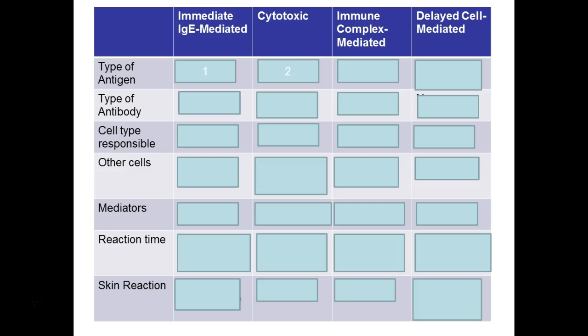The next one is cytotoxic. Cyto means cell and toxic means death. So we're going to be talking about cells being killed with this hypersensitivity. And that's important. The next one is immune complex mediated. Anyone know what an immune complex is?